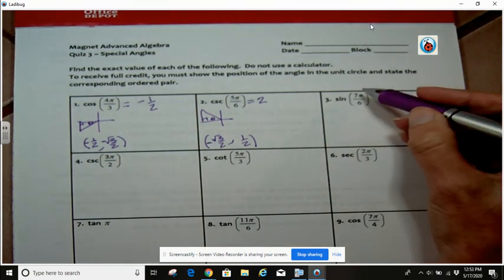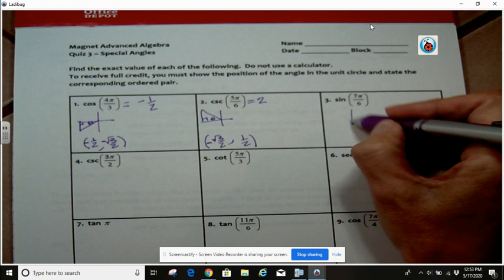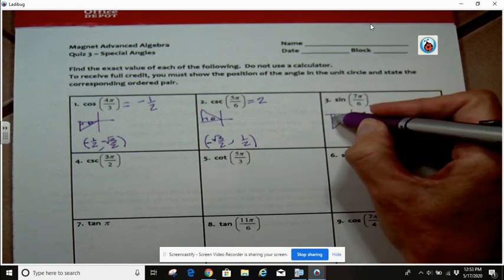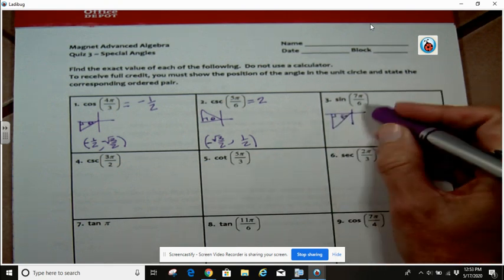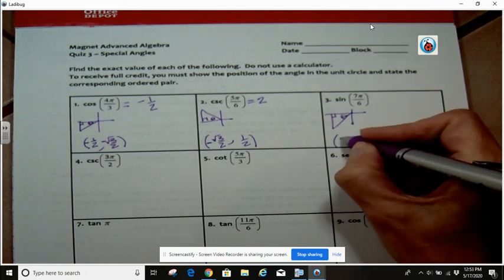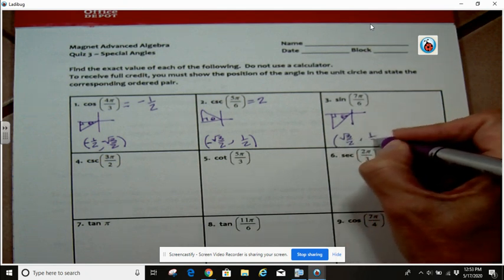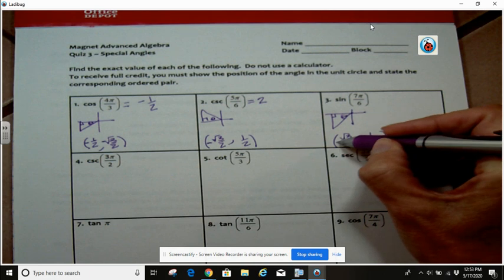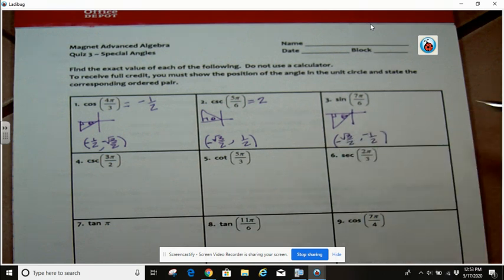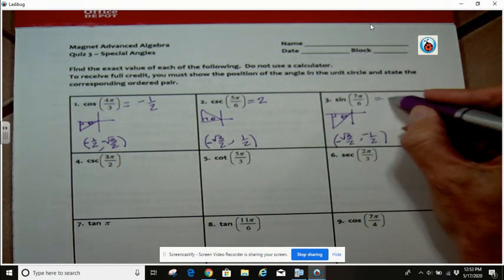Number 3, numerator is 1 more than the denominator. Draw your triangle in the third quadrant. Denominator on your radian is 6. So that's square root of 3 over 2, comma 1/2. Third quadrant, you go left, you go down. Sine is the y-coordinate, so your answer is negative 1/2.